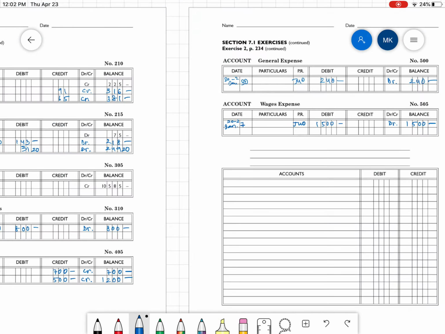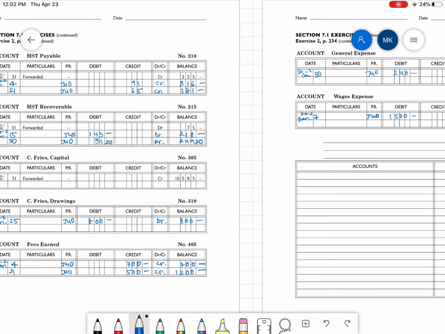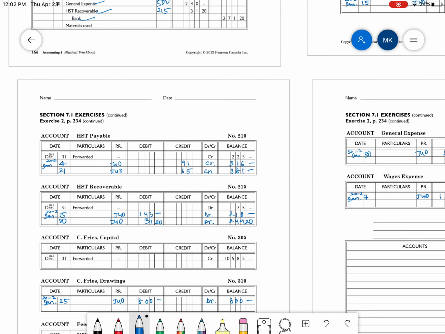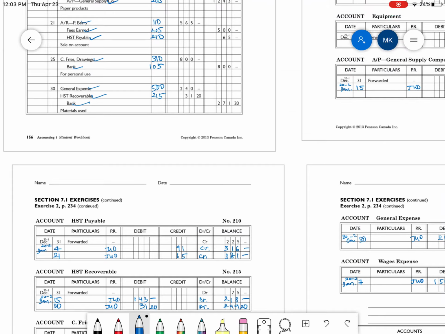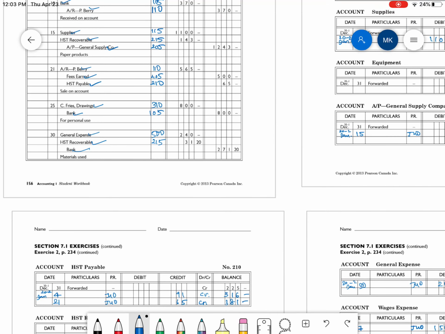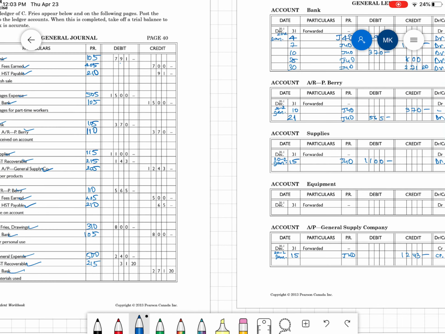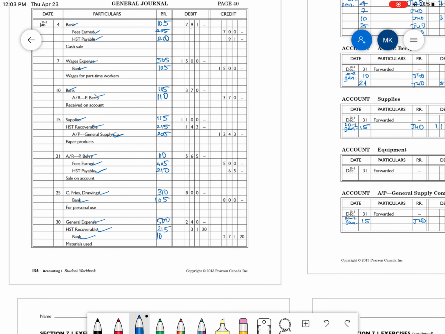Just double check that all your debits and credits are written, and all the J40s are written everywhere. Yes, that's correct. Then bank is account number 105, so you write that. Okay, so we're almost done.